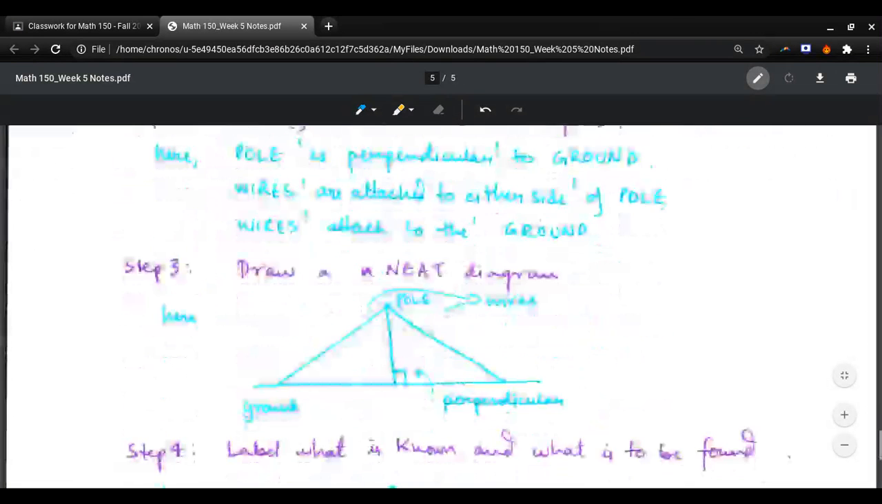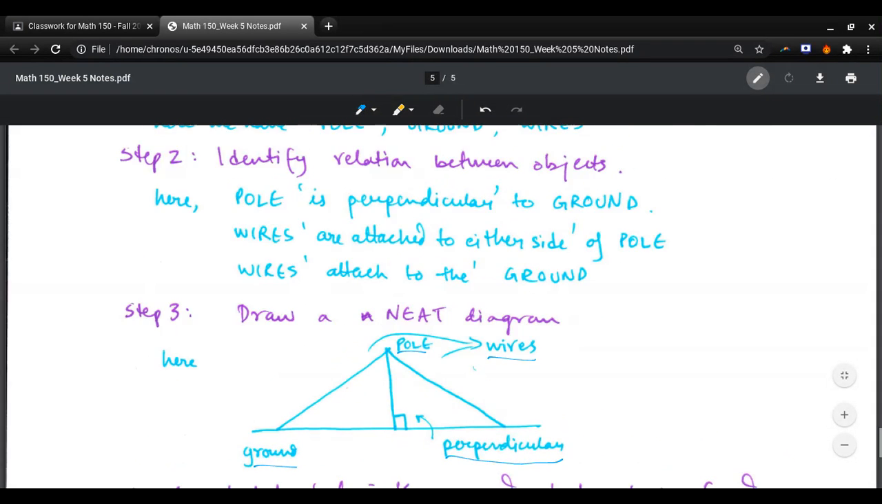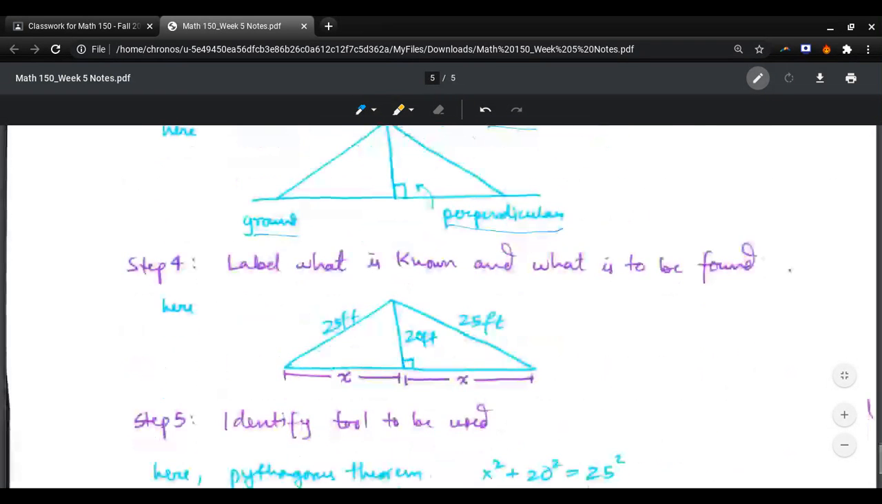Step 3. Draw a neat diagram. So here is the information I have. I have a pole, I have ground, and I have wires. The pole is perpendicular to the ground, so that's 90 degrees. Wires go from either end of the pole and they attach to the ground. Then you can label what is known and what is to be found. We know the pole is 20 feet high. We know the wires are 25 feet long each, and we are trying to find the distance between the 2 points on the ground.